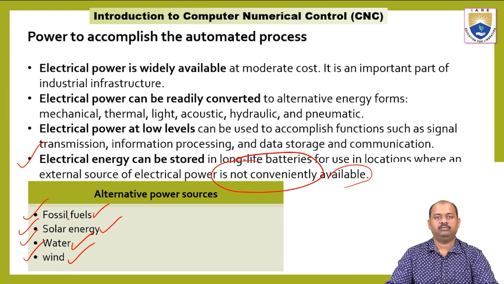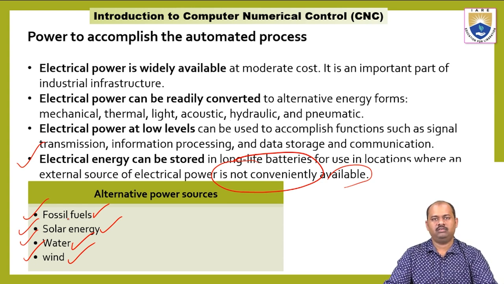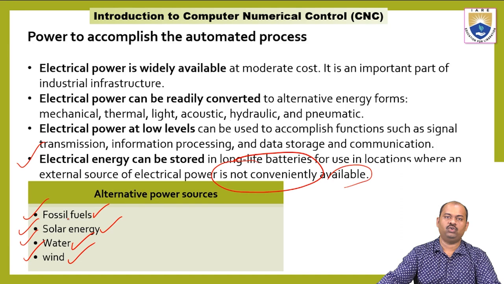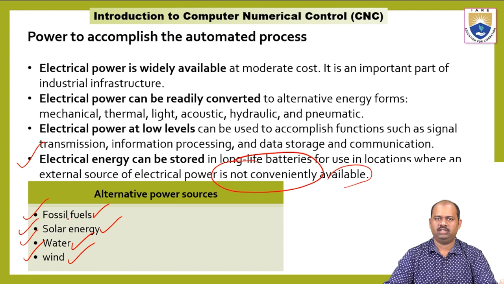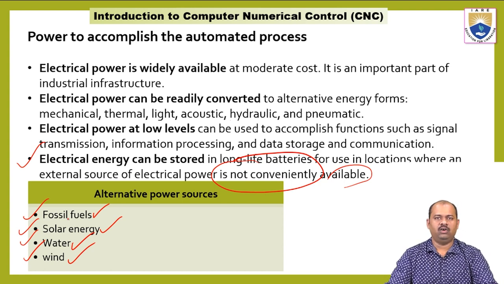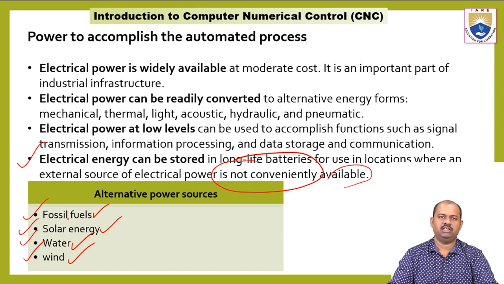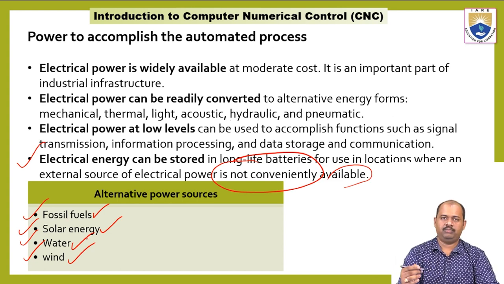So these are some of the alternative power sources. First one is fossil fuels. Second one is solar energy, water, wind. So fossil fuels are nothing but things like petrol, petroleum products and coal. These are some of the examples of fossil fuel. And then solar energy. The solar radiation which is coming from the sun can be captured and converted into electrical energy. We all know this is a very famous procedure. In all the satellites also, we use solar energy as the key power source for running the satellites. And then water. Water can be used as a power source.